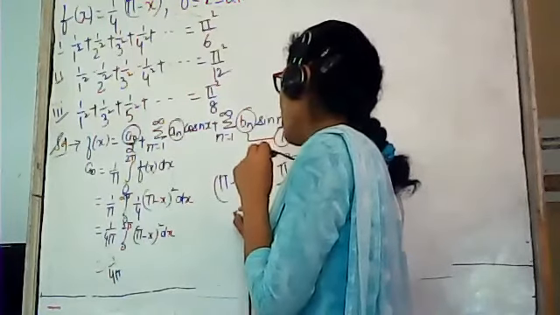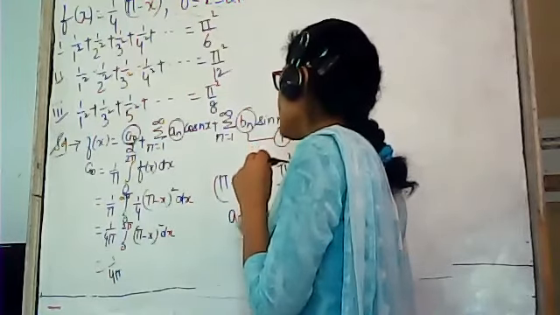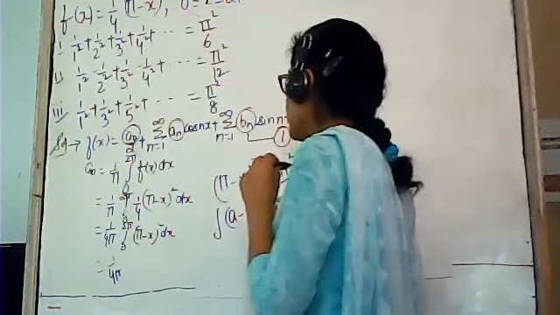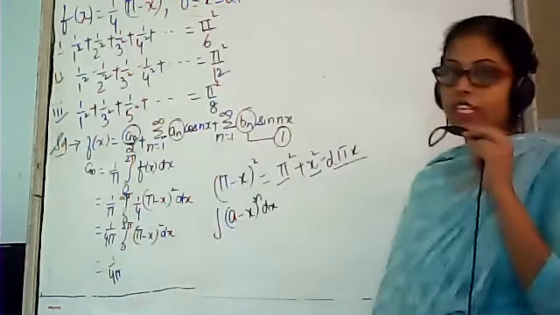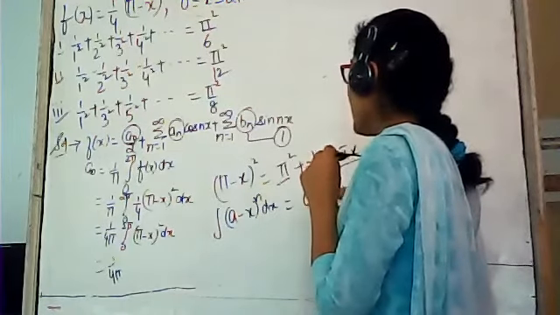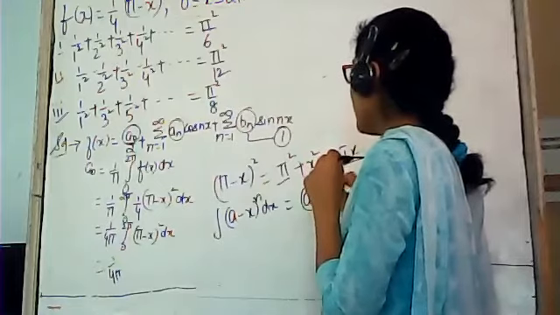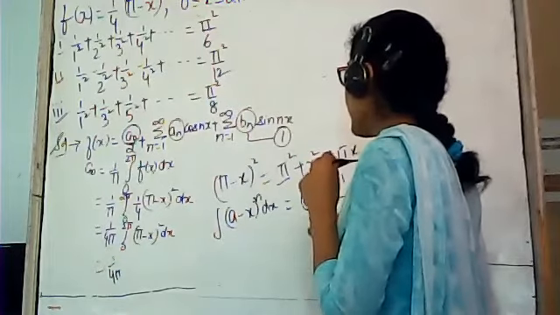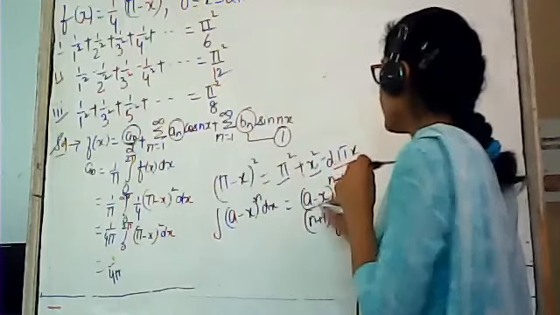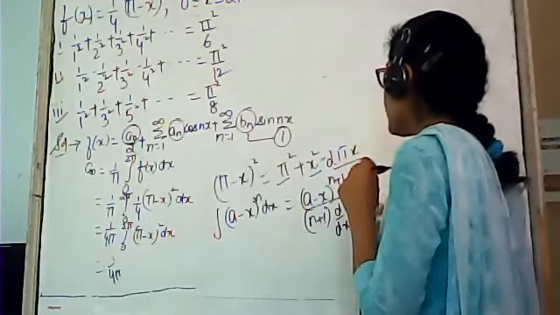Or you know the formula of (a minus x) raised to the power n dx. What is the integration of this function? It will be equal to (a minus x) raised to the power n plus 1 divided by n plus 1 into differentiation of this function, this is a minus x.